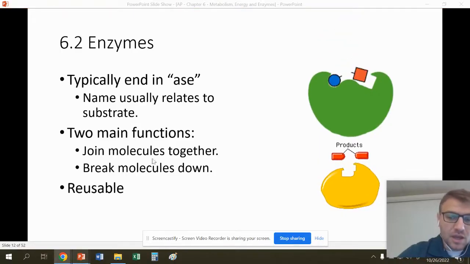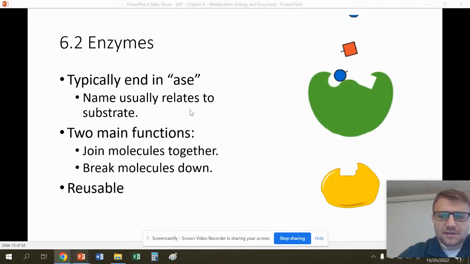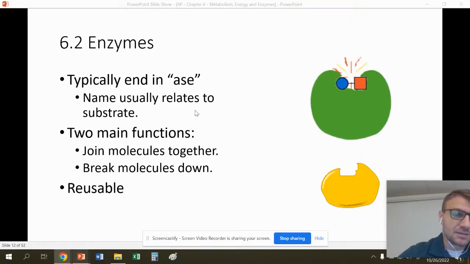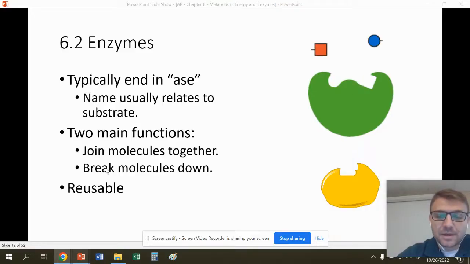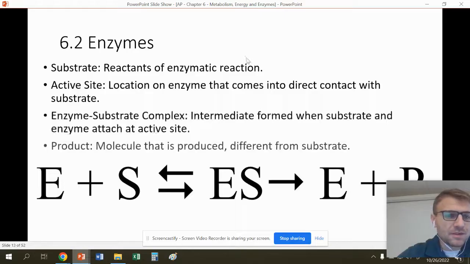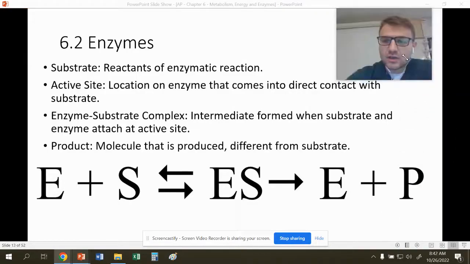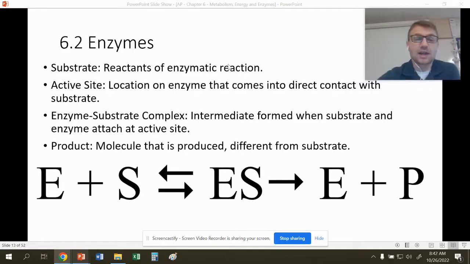They are reusable. And they usually end in the suffix ase. So like lactase breaks down lactose. Those are enzymes. Now, a couple different things to remember about enzymes. There's a lot of different terminology here that you should know. So again, enzymes are the actual protein. I always make the analogy that they're like scissors or a stapler. They're going to cut things apart or join things together.